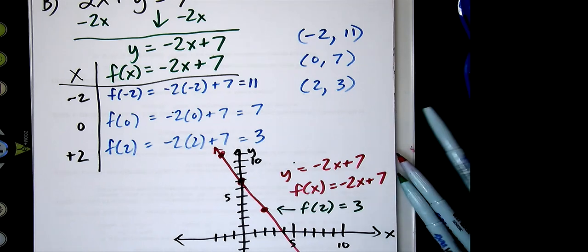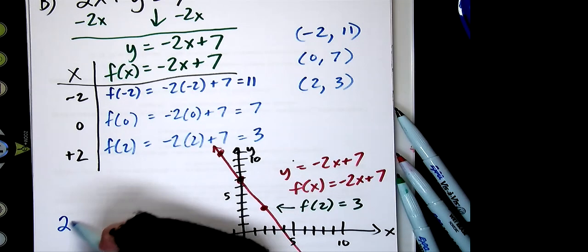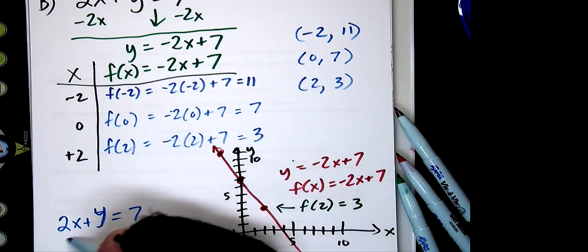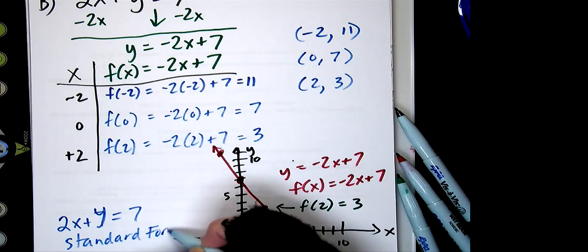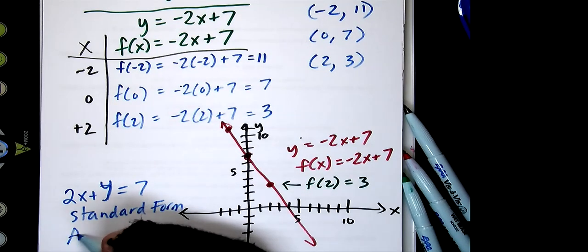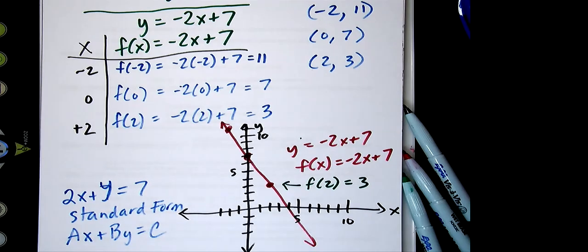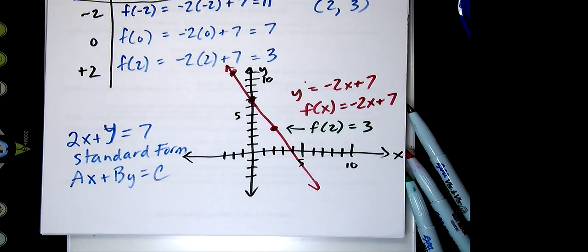The 2x plus y equals 7 that I started with is called the standard form of an equation. It generally goes along the lines of ax plus by equals c. We'll dive more into that in the next couple of days.